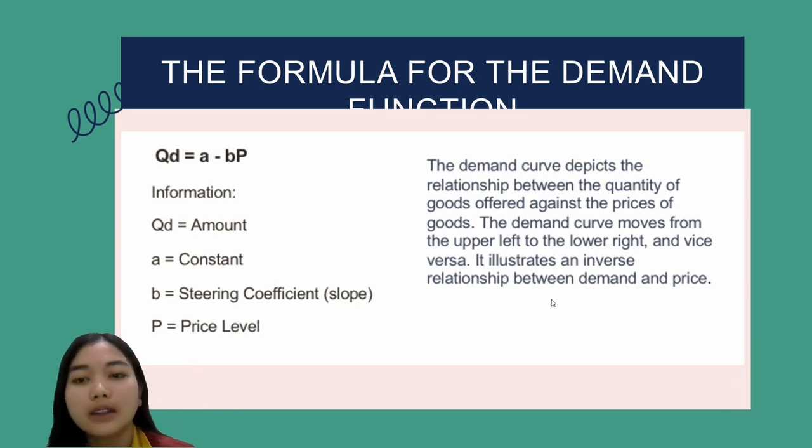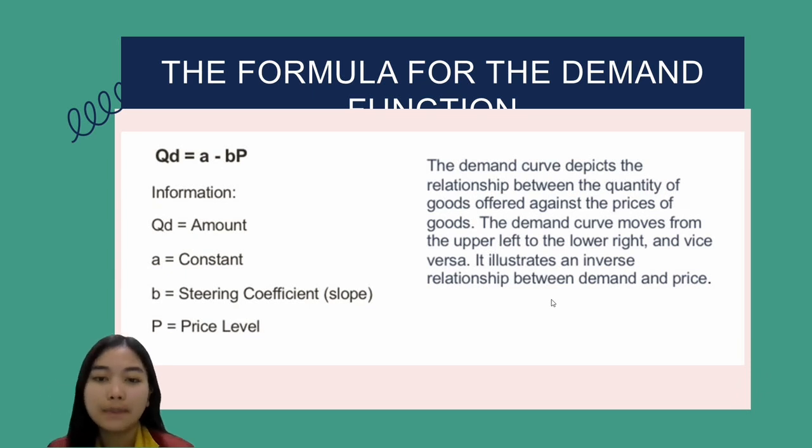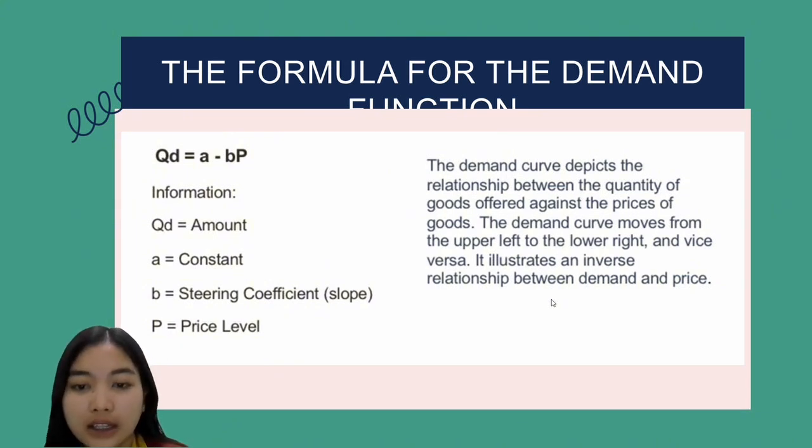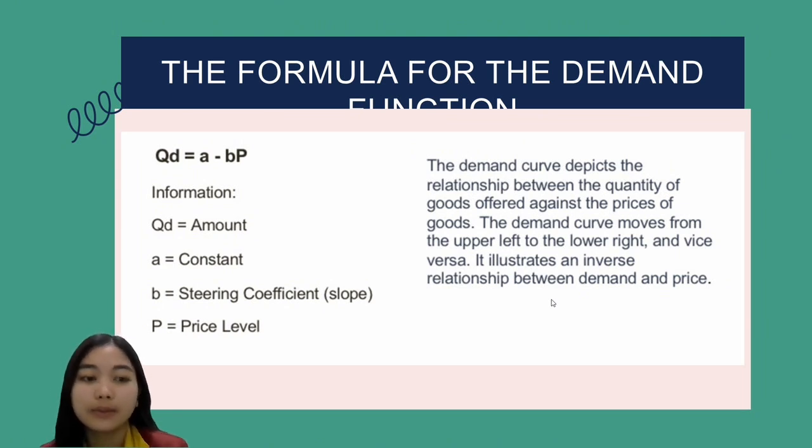The demand curve depicts the relationship between the quantity of goods demanded against the price of the goods. The demand curve moves from the upper left to the lower right and vice versa. It illustrates an inverse relationship between demand and price.